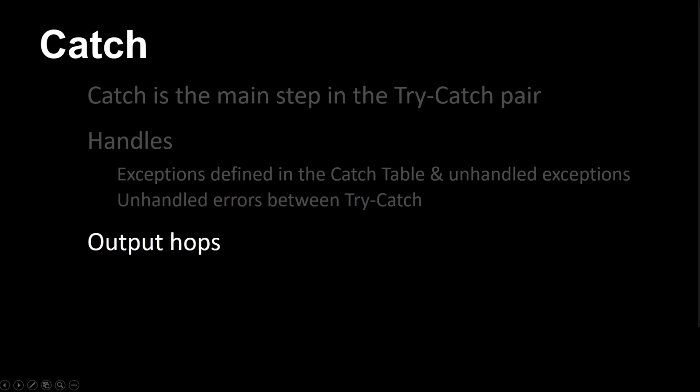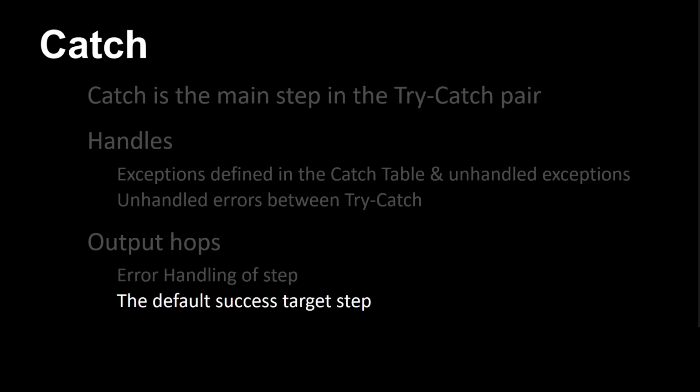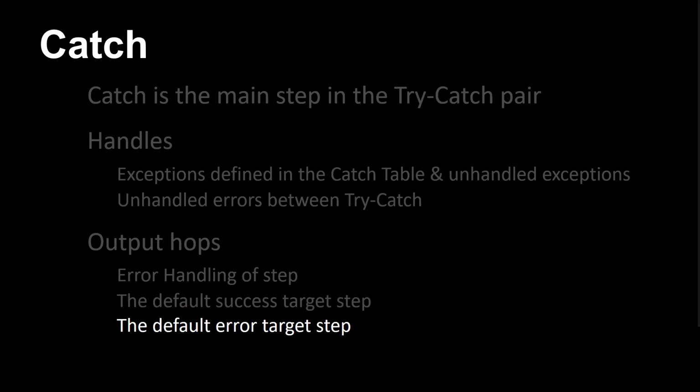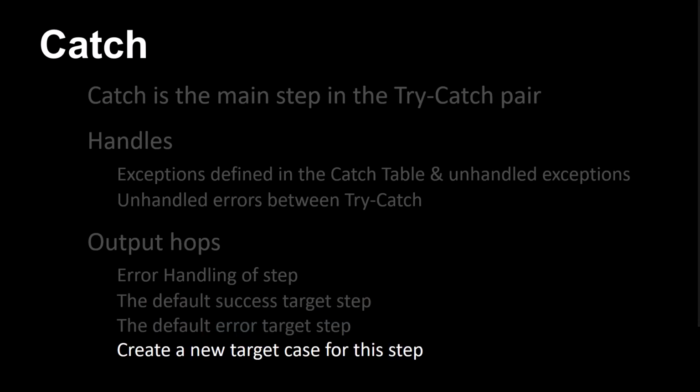You can create output hops from the catch step as follows. You can draw the hop from the catch step to the error handling target step. Try-catch handle the errors in the steps in the try-catch block. However, you can define error handling for the catch step itself and then draw a hop to the target error handling step. You can draw a hop to the default success target step. You can draw a hop to the default error target step, and you can create new target cases for the catch step. These target cases are reflected in the catch table.